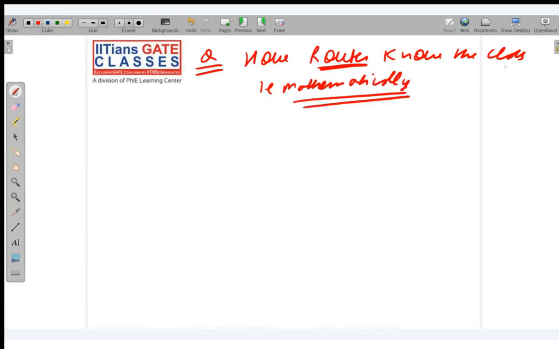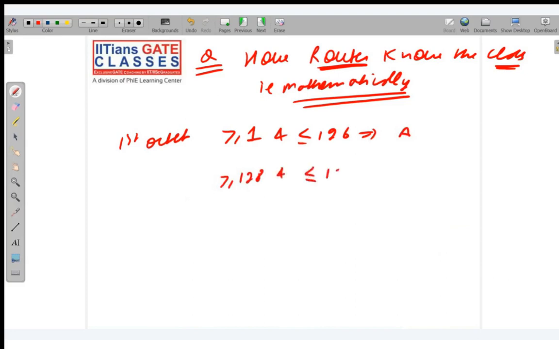For the class, it is very simple. Since we are doing mathematics, we simply check the range. It will check the first octet number. If the number is greater than or equal to 1 and less than or equal to 126, it will say class A. If the number is greater than or equal to 128 and less than or equal to 191, you will say class B. If it is greater than or equal to 192 and less than or equal to what? 223, I suppose. 223, sir. So it will say class C.